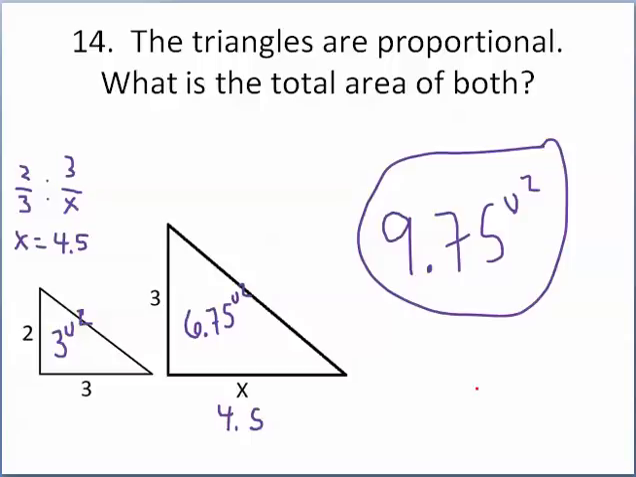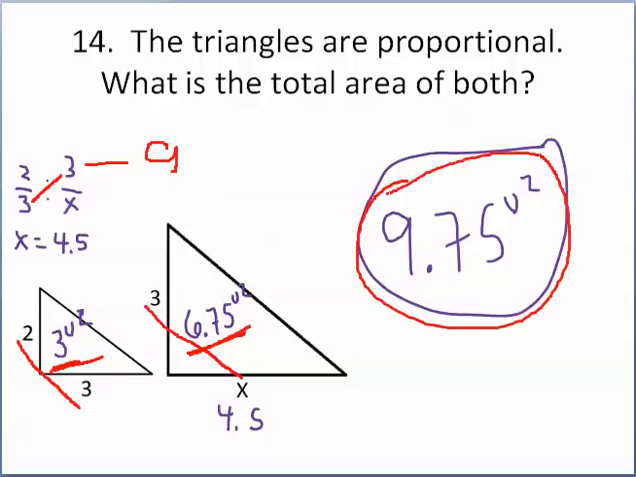The triangles are proportional, but the question is, what's the area of both? And the area of both means that you have to find the area of both of them, and so the correct answer is 9.75. 2 is to 3 as 3 is to x. I can set up the proportion here. 3 times 3 is 9, and 2 times x is also going to be 9, so x is going to be 4.5, and then that allows me to calculate the area of this triangle. And the area of this triangle was pretty straightforward. It's just 2 times 3 divided by 2. Add those two together, and I come up with 9.75 units squared.